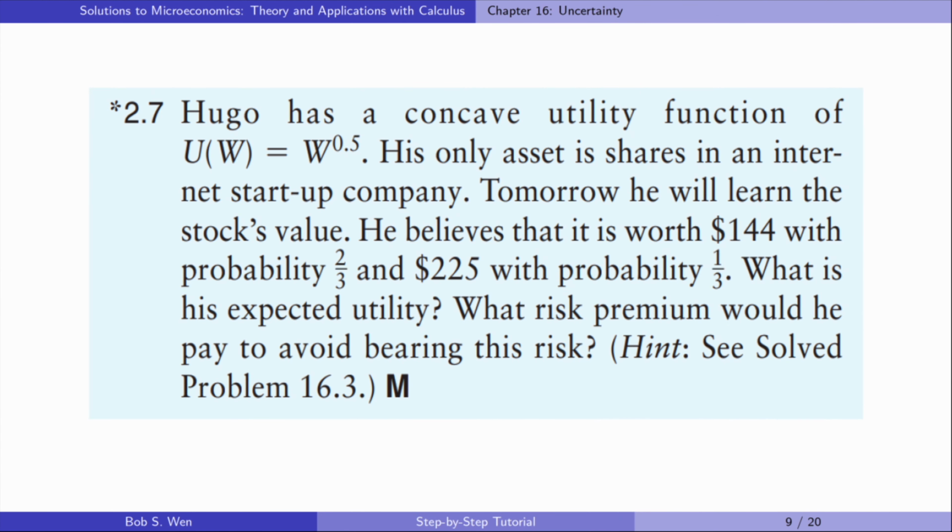Let's solve exercise 2.7. Hugo has a concave utility function of u equal to w to the power of 0.5. His only asset is shares in an internet startup company. Tomorrow, he will learn the stock's value. He believes that it is worth $144 with a probability of 2/3 and $225 with a probability of 1/3. What is his expected utility? What risk premium would he pay to avoid bearing this risk?